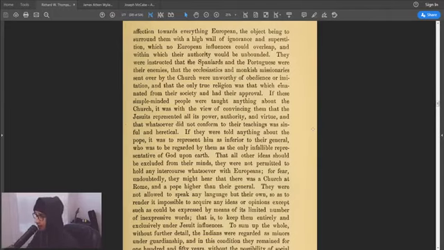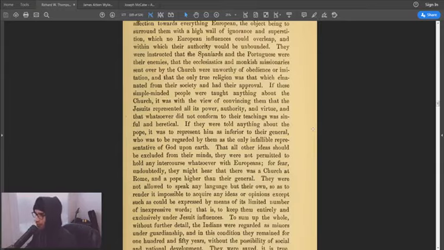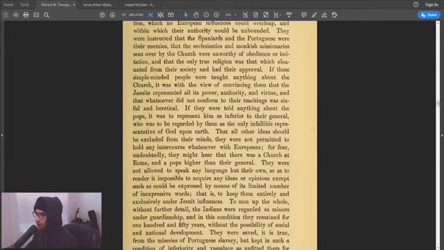They were not allowed to speak in any language but their own, so as to render it impossible to acquire any ideas or opinions except such as could be expressed by means of its limited number of inexpressive words, that is, to keep them entirely and exclusively under Jesuit influences. To sum up the whole, without further detail, the Indians were regarded as minors under guardianship.